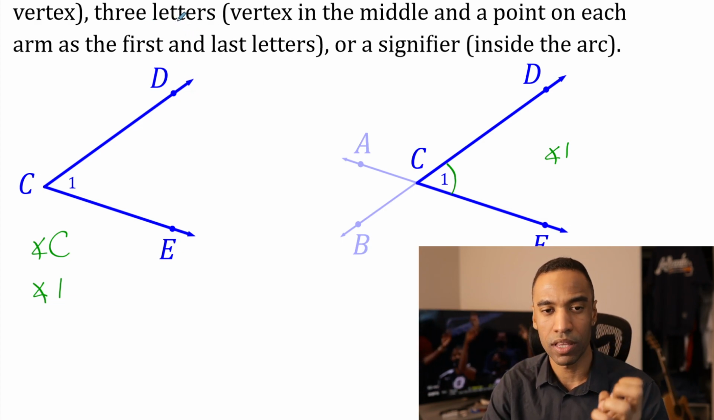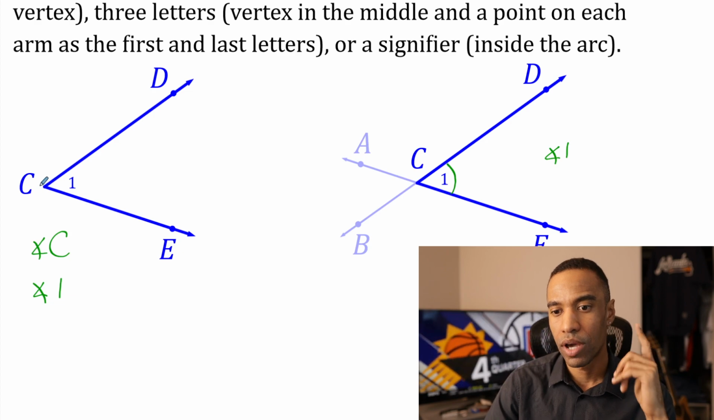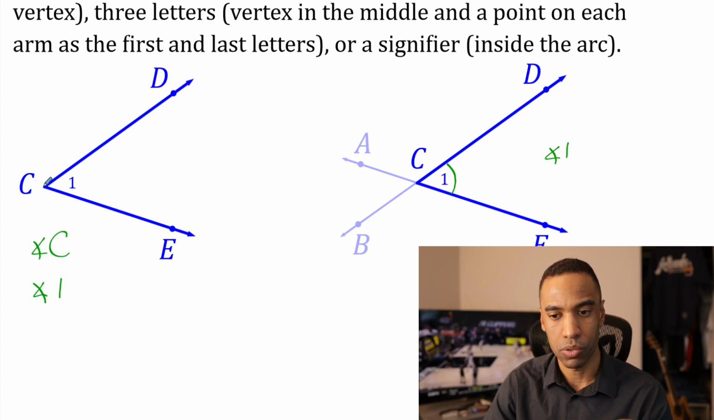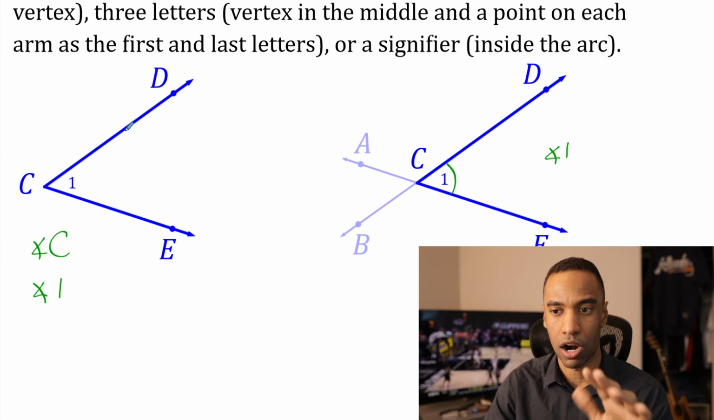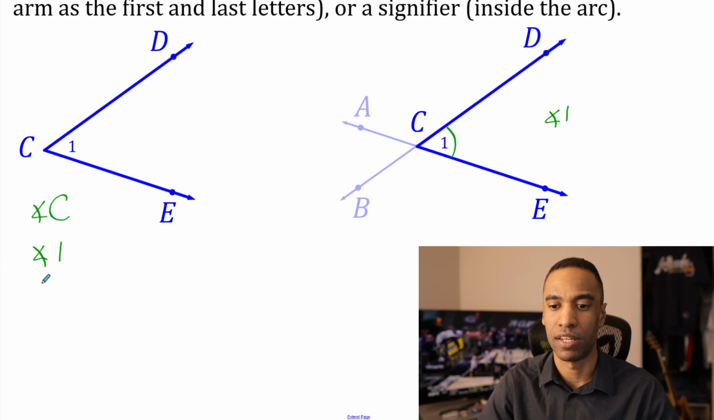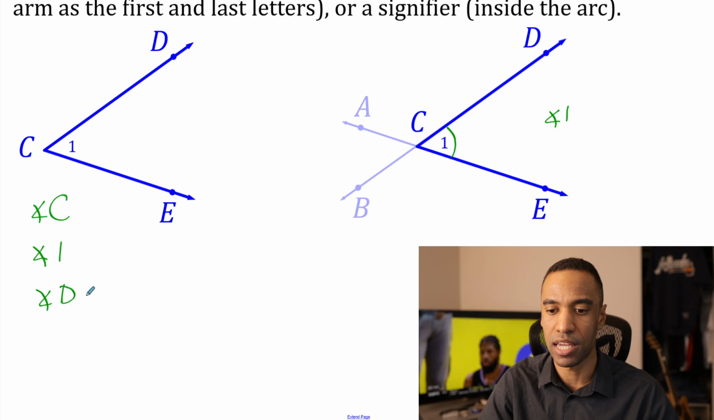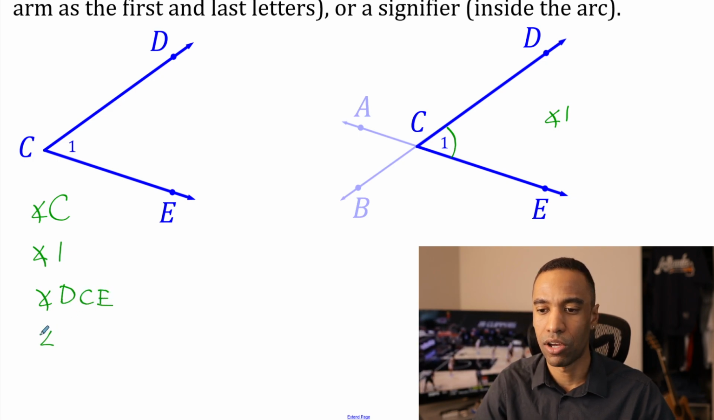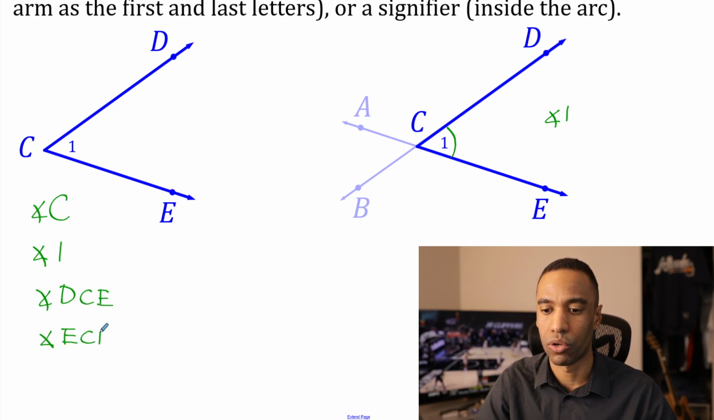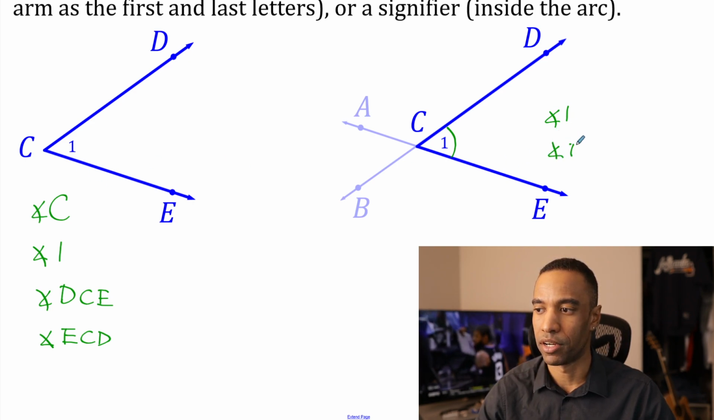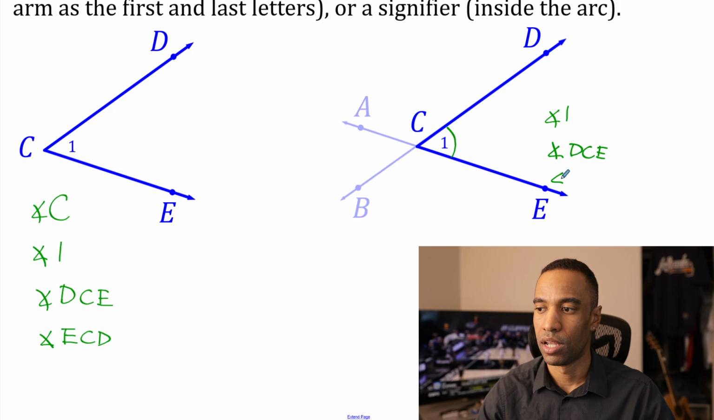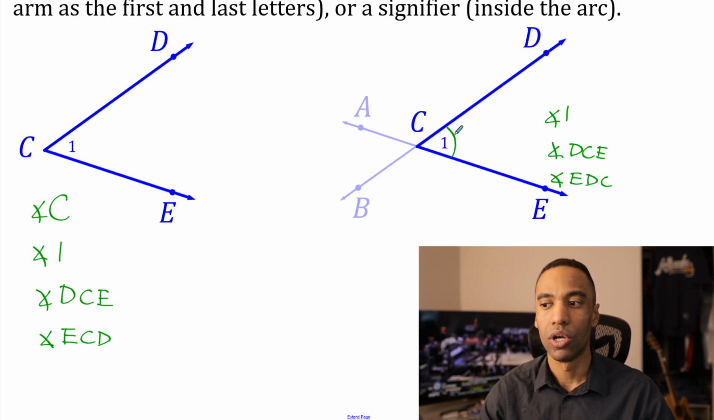So the way that you do the 3-letter naming is you got to put the vertex letter in the middle, so say C, and then you got to use the letters that are points on the arms of your angle to make up your angle outside of it. So I could call this angle DCE or angle ECD. Those are your only other 2 options for that thing, and we can use that here one more time right here, DCE or EDC, if we were referring to that specific one right here.